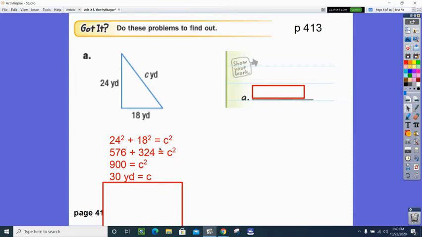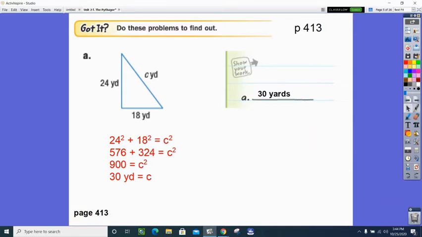These are the steps that you must show when you're doing Pythagorean theorem. Substitute, square, add, take the square root, put the units in. Okay, so that's how you're going to defend your answer. That's how you're going to justify your answer. Final answer, in this case, 30 yards.